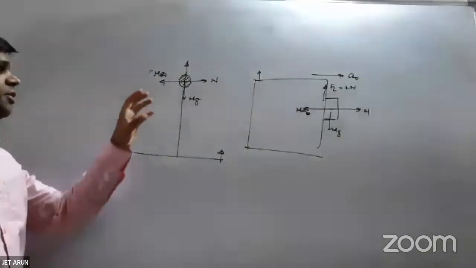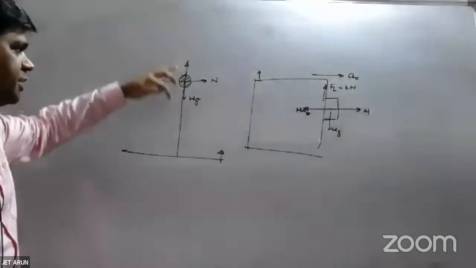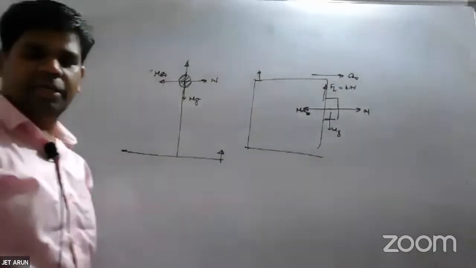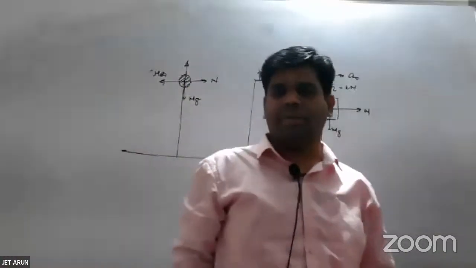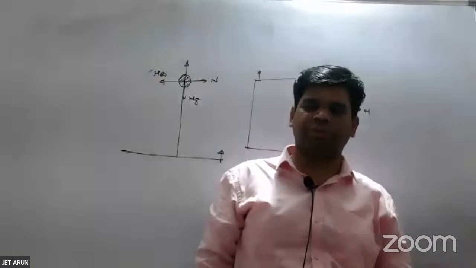Now all that you have to do is find the acceleration, the downward acceleration, and write h = half a t square, or s equal to ut plus half a t square. u is equal to 0.